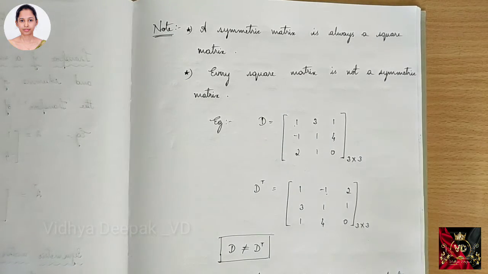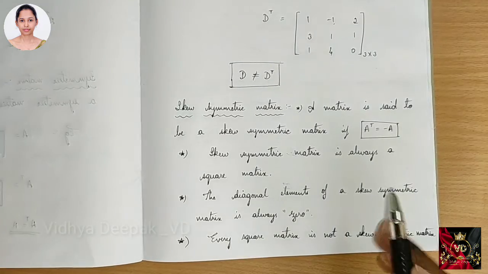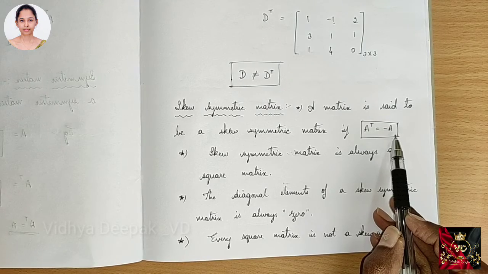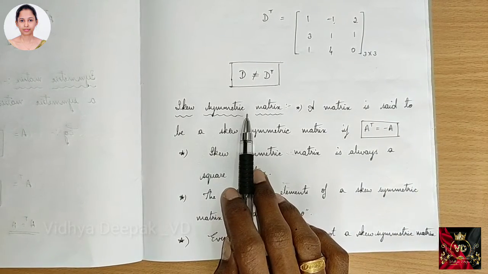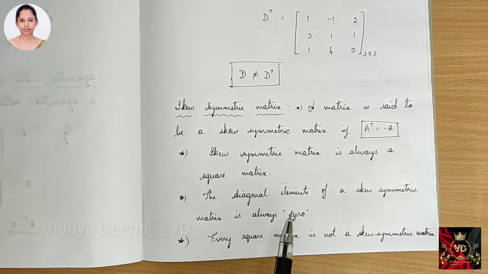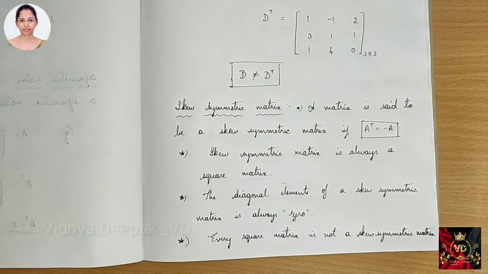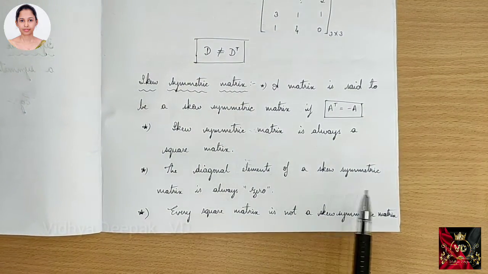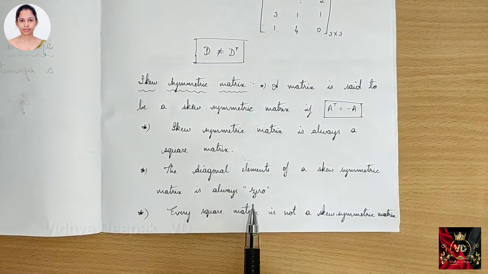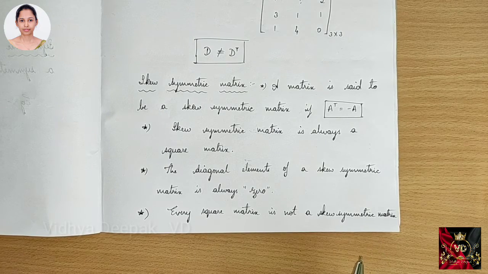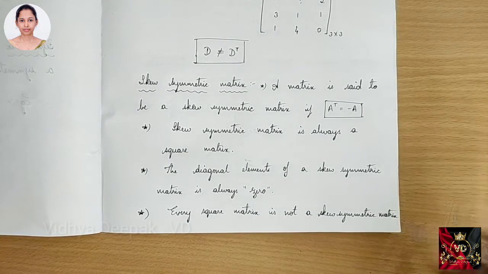Let's check out what is a skew symmetric matrix. A matrix which satisfies the condition A transpose is equal to minus A is a skew symmetric matrix. The skew symmetric matrix has a few more conditions. That is, a skew symmetric matrix is always a square matrix. The diagonal elements of a skew symmetric matrix are always 0. Every square matrix is not a skew symmetric matrix. We'll check this out using an example.